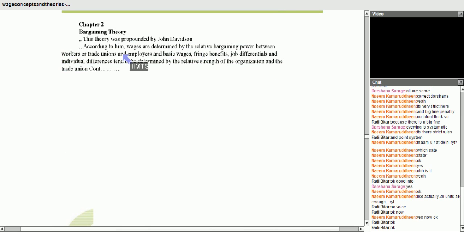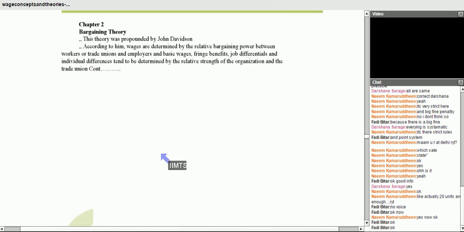Okay, bargaining theory was given by John Davidson. He said that wages are determined by the relative bargaining power between workers or trade unions and employers, and basic wages, fringe benefits, job differentials and individual differences tend to be determined by the relative strength of the organization and the trade union.